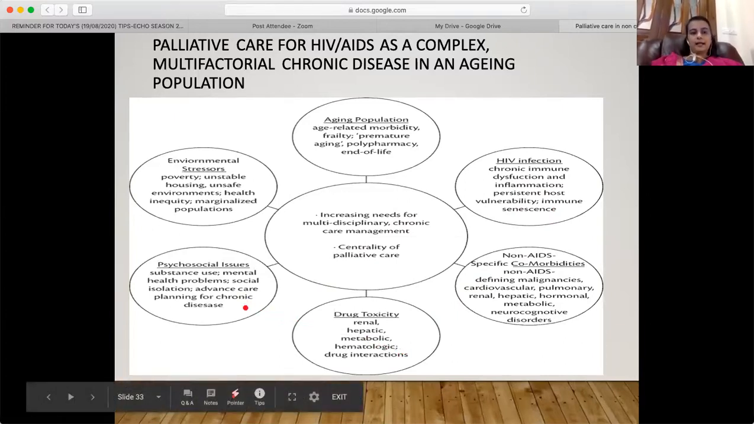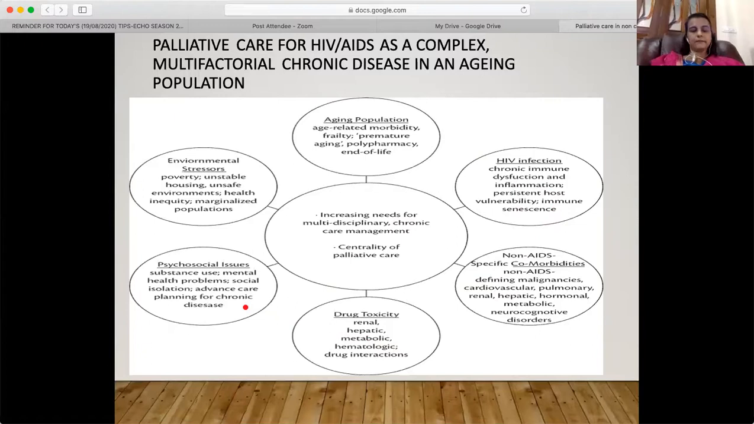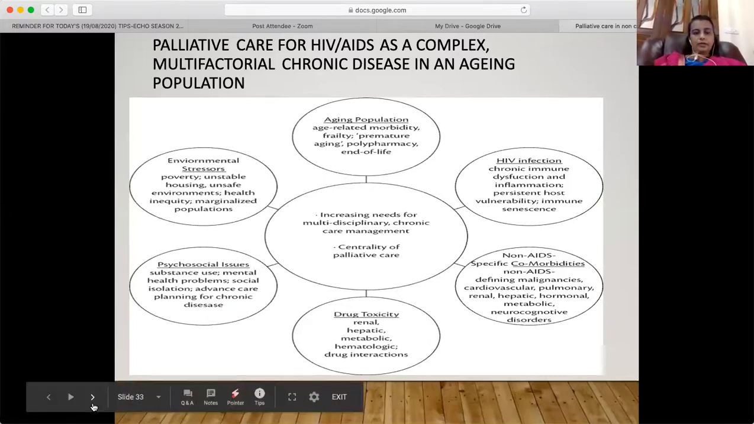Then the patients can have their own psychosocial issues. They could have problems with substance abuse, mental health problems or social isolation. And also other environmental stresses, like poverty, unstable housing and an unsafe environment. Similarly, the symptoms I mentioned initially, like pain, anxiety, everything, are common in AIDS patients also. So there are a lot of changes that you can make if you refer the patient to a palliative care team.